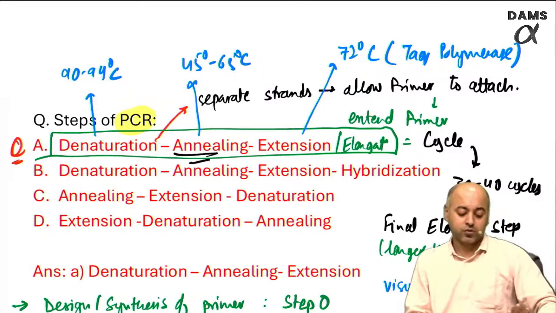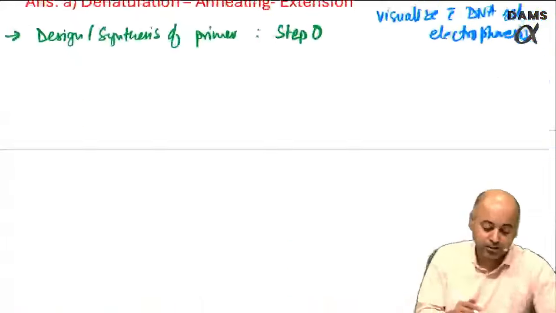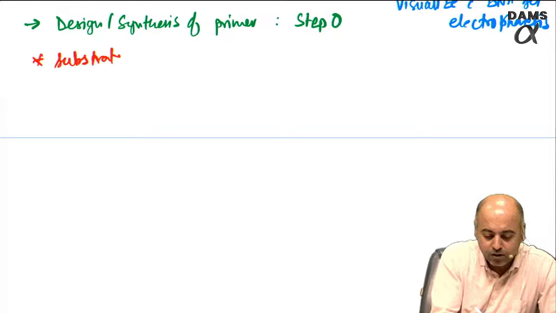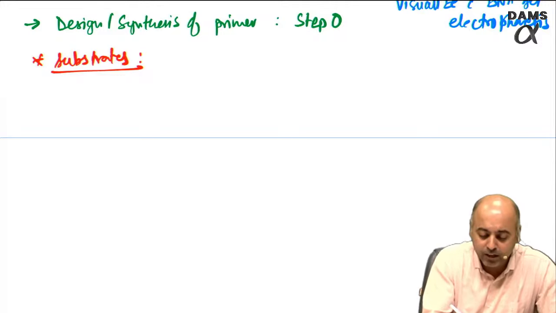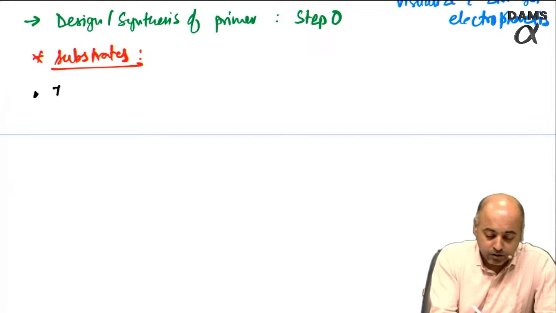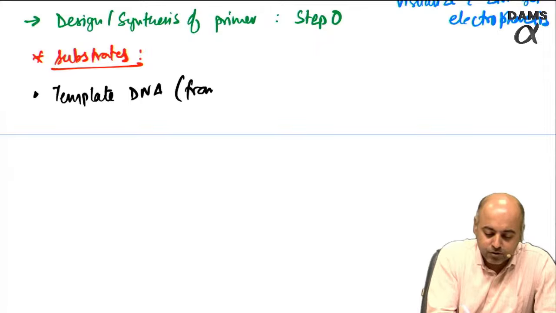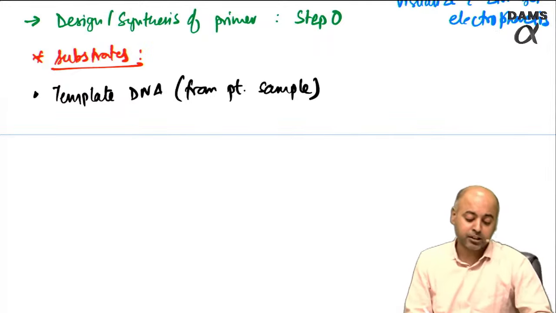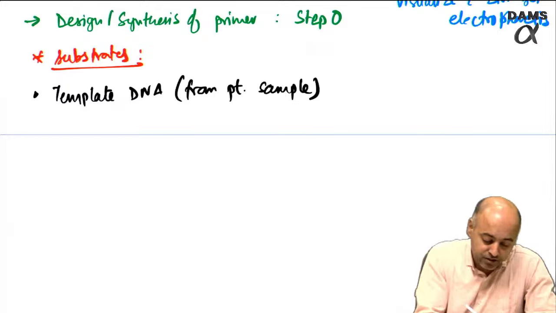Before I close the question on the polymerase chain reaction, I'd just like to mention the substrates required for the polymerase chain reaction. Another common and important question coming from PCR. So here you have to remember, first is the template DNA, which comes from the patient sample. The rest will be provided by the lab.